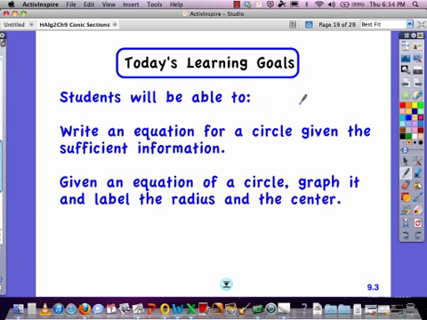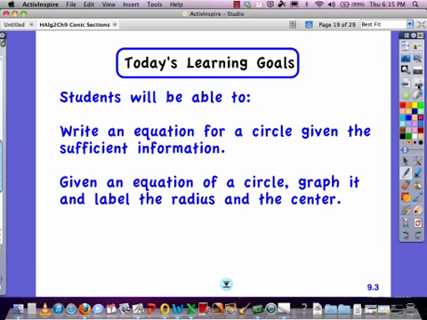All right, our last topic under our conic sections will be circles. I think some of you have worked with circles, whether in first section or on your own. You have a little more idea about them in geometry. Obviously, we studied them as a two-dimensional shape, and so we know some characteristics about circles. But take a look. We're going to write an equation for a circle, given sufficient information. And given an equation, you should be able to graph it and label its different parts, radius and center.